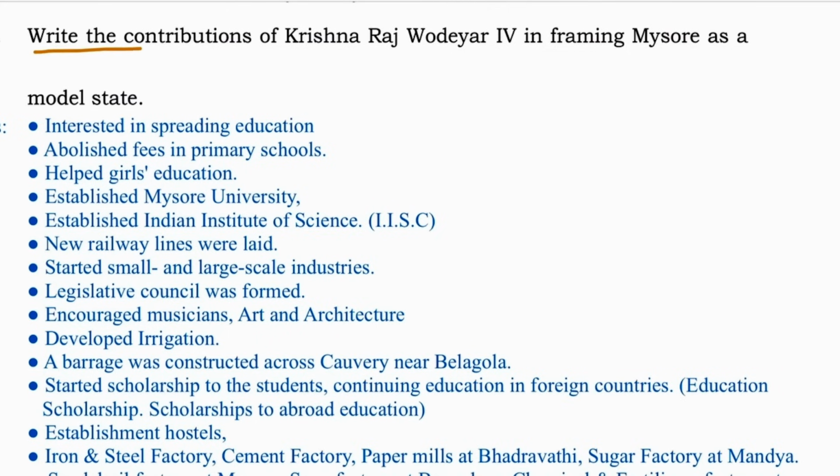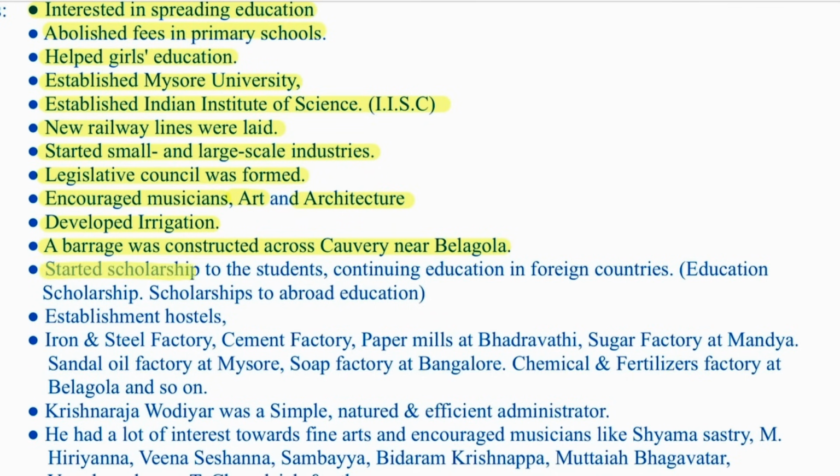Next, question number 35. Write the contributions of Krishnaraja Odeyar IV in framing Mysore as a model state. These are the contributions. He was interested in spreading education, abolished fees in primary schools, helped girls' education, established Mysore University, established the Indian Institute of Science (IISc), laid new railway lines, started small and large scale industries, formed the legislative council, encouraged musicians, art and architecture, developed irrigation, constructed a barrage across the Kaveri near Belagola, started scholarships to students for education in foreign countries, and established hostels. An iron and steel factory, cement factory, and paper mills at Bhadravati were created, a sugar factory at Mandya, a sandal oil factory at Mysore, a soap factory at Bangalore, and a chemical and fertilizer factory at Belagola, and so on.